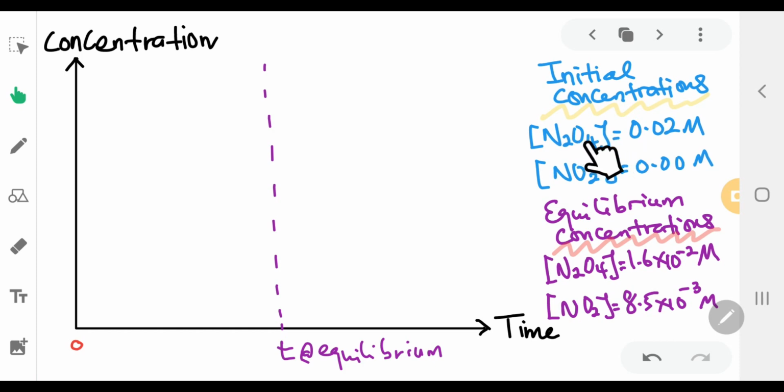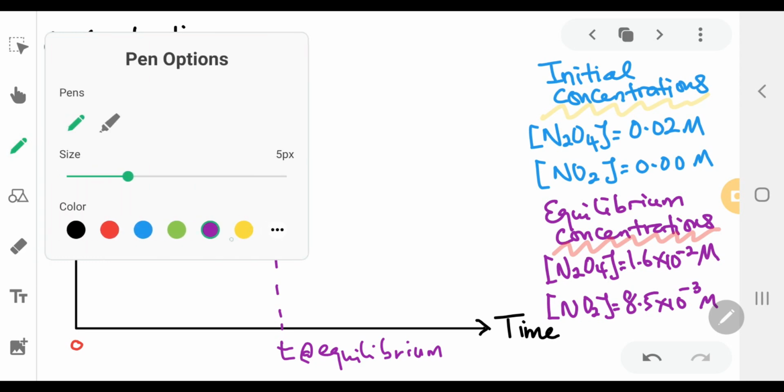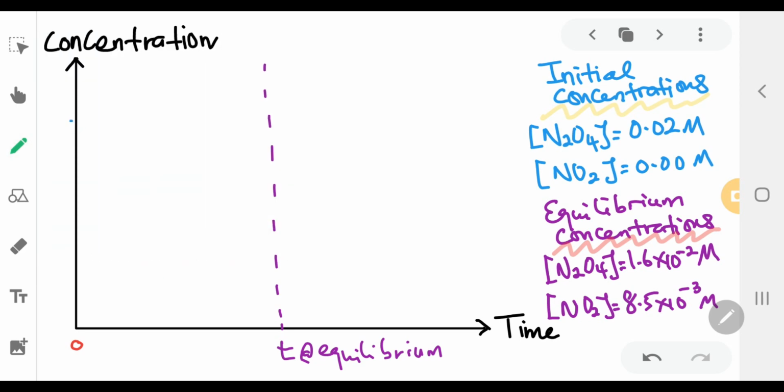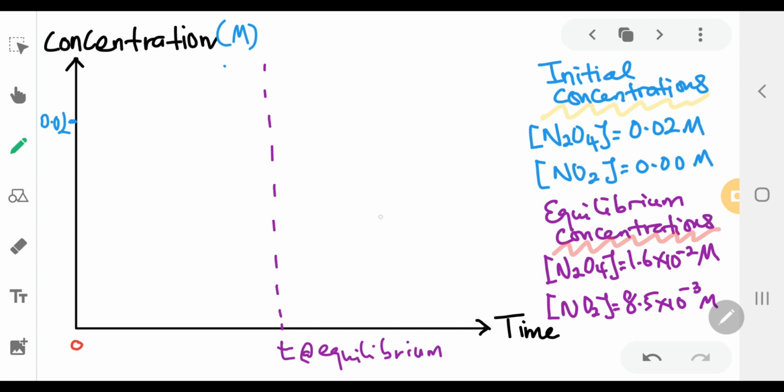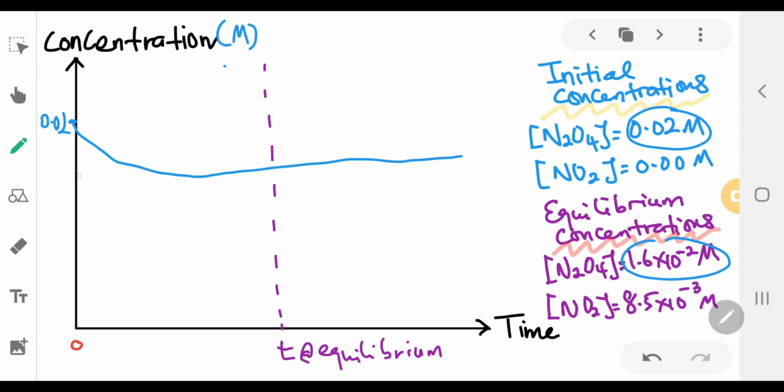Let's say N2O4 starts from 0.02. So N2O4, let's say 0.02 is right over here. I'm just gonna put there 0.02. Concentration is in terms of molarity. Okay, so it will go down, from 0.02, you have 1.6 there. So it will reduce to somewhere around maybe around here or there. So it will go down like this, and it will start to go flat. So over here, it will be 1.6 times 10 negative 2.